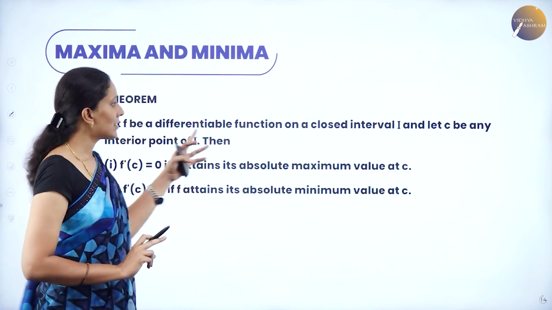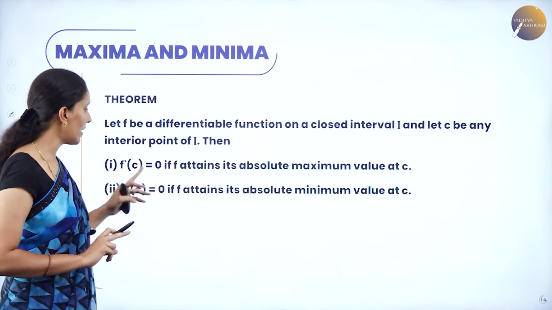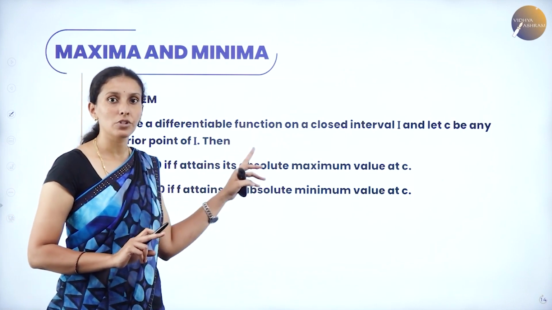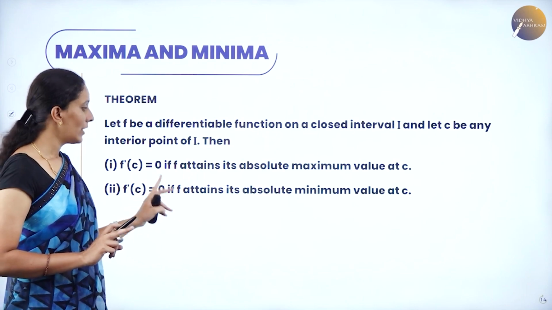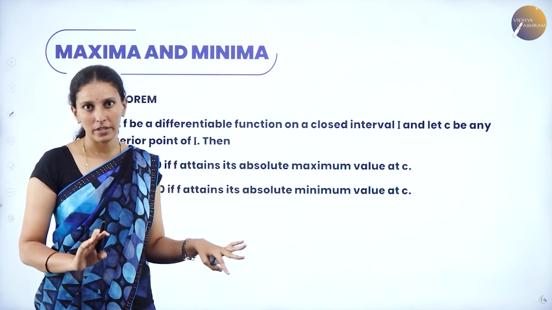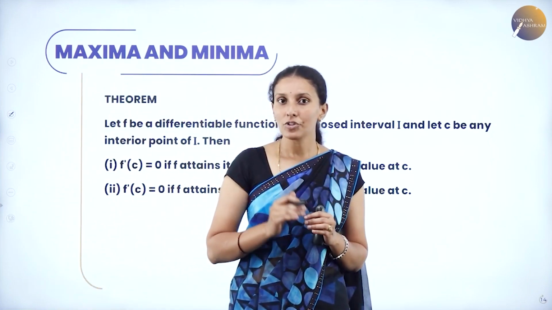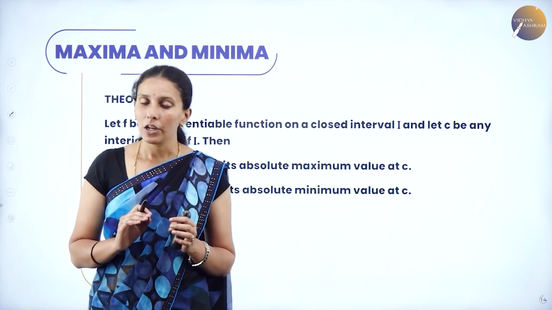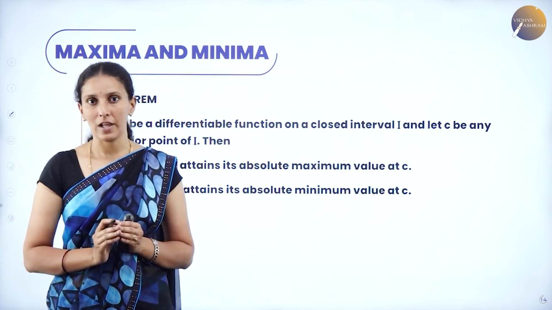Thus, when it is defined, and when there exists any point c in the interval such that f dash of c is 0, then it may be an absolute maximum value, or if f dash of c is 0, then f attains its absolute minimum value at the point c. Thus, we can clearly say in any closed interval, the function attains absolute maximum value or absolute minimum value at least once in a closed interval.